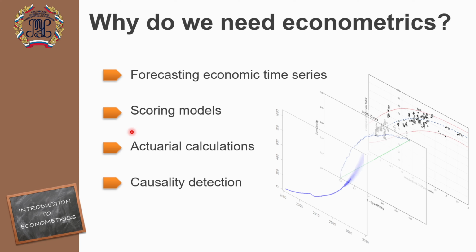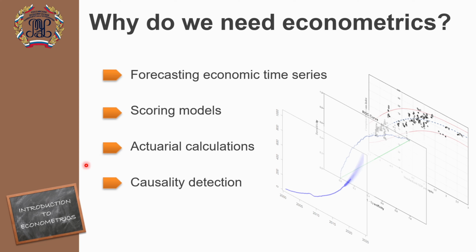The third field is actuarial calculations. For example, if you want to insure a real estate or a car, then you also have some parameters that are affecting your probability of the insurance event. And if this probability is high, your tariff will probably be high as well.